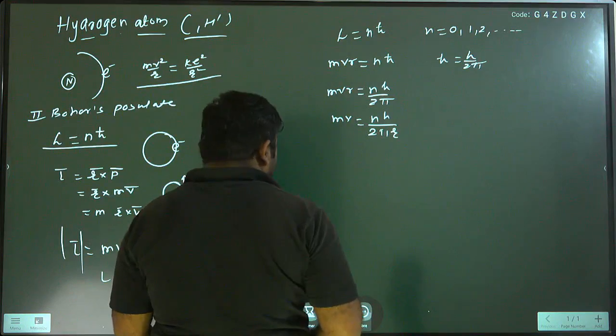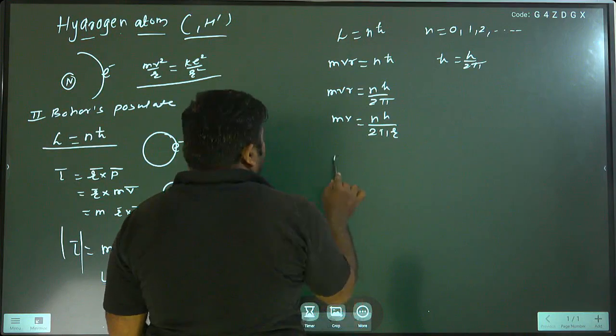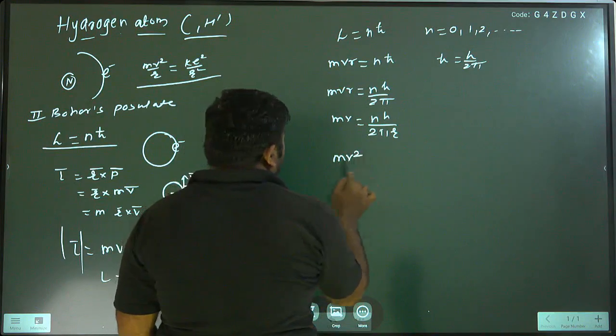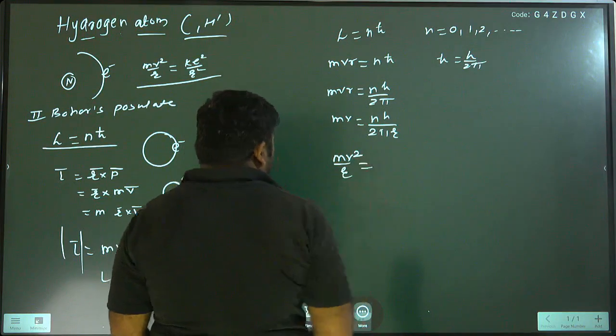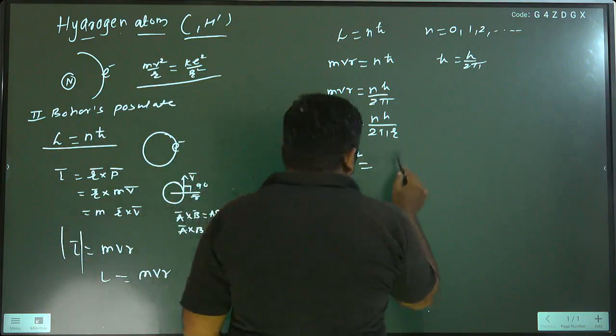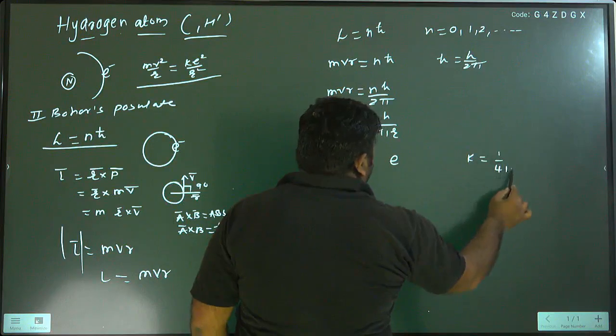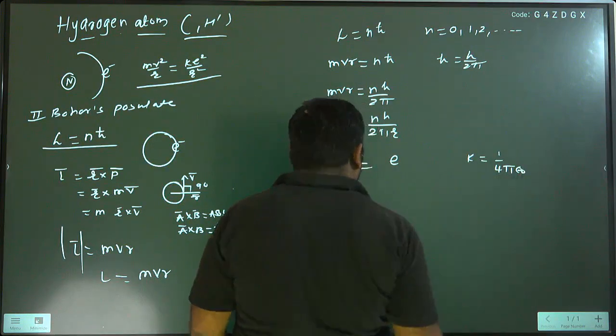MVR is equal to nh upon 2 pi. Okay. And the second one, what is the first Bohr principle? mv square upon r is equal to how much? k e square upon r square. k is nothing but 1 upon 4 pi epsilon naught. Okay, 1 upon 4 pi epsilon naught.